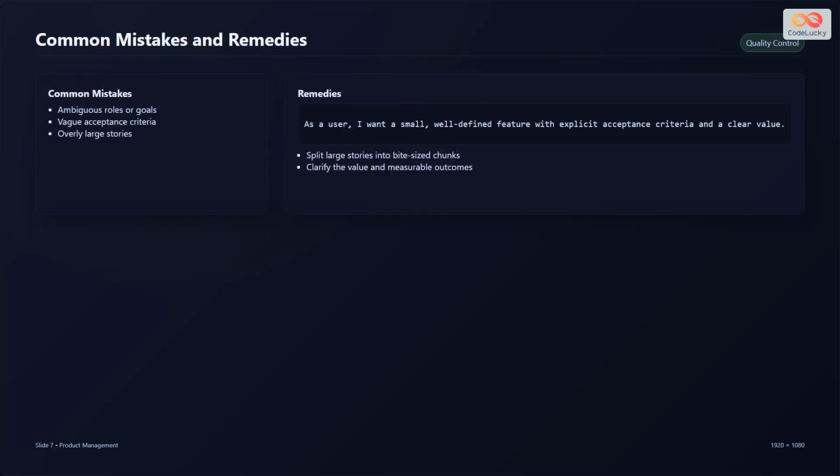Common mistakes include writing vague stories where the user role or goal isn't clear, forgetting to include acceptance criteria that define when the work is done, and making stories too large to complete in a reasonable time. The remedy is to be specific about roles and goals. Always write clear acceptance criteria that are measurable and testable, and split large stories into smaller ones. Always remember that a good story should be small, well-defined, with explicit acceptance criteria and clear value.